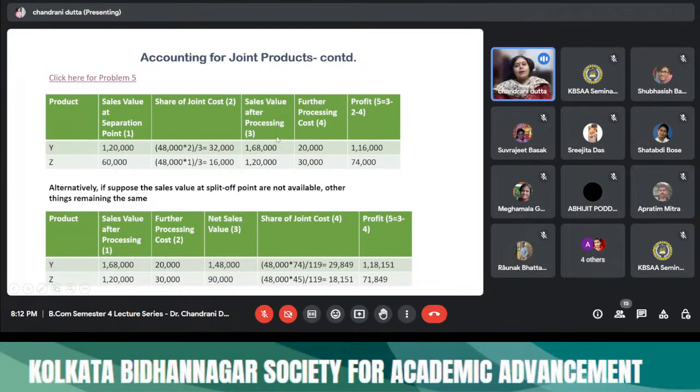Okay, so sales value after further processing is 1,68,000 and 1,20,000. Further processing costs of 20 and 30 are given to you. So profit comes as sales minus share of joint cost minus further processing cost. So for Y it comes to 1,16,000 and for Z it comes to 74,000 rupees. Is it clear? Then I'll take up the alternative. If you are having any doubt, please do clarify.